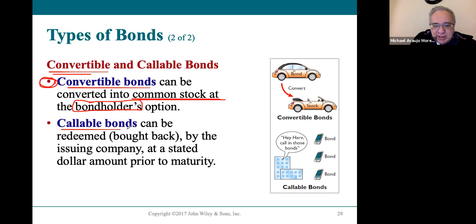A callable bond is simply one that can be redeemed or paid early. Okay. This is at the company's discretion. So it's a feature that benefits the company, not the bondholder. Whereas the convertible feature really is at the bondholder's discretion. It's a benefit to the bondholder, not necessarily the company. Could be. But that's basically what a callable bond is. It means that the company has the right to pay back the bond early at a specific dollar amount. And that's basically what a call feature is, or a callable bond.